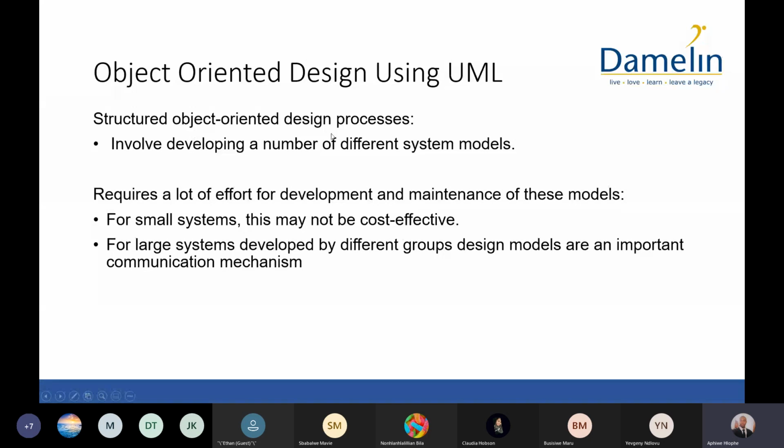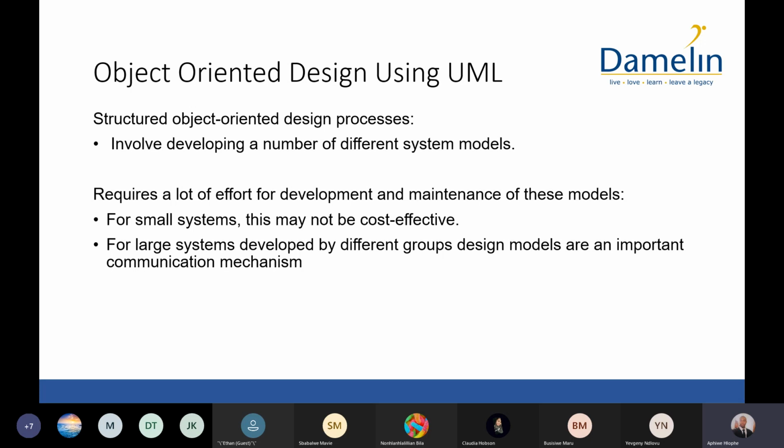So the structured object-oriented design process involves developing a number of different system models, and these models can be categorized further into structural, interactive, and system context, and so forth. It requires a lot of effort for development and maintenance of these models. For small systems, this may not be cost effective. For large systems developed by different groups, design models are an important communication mechanism. So for our very small projects, it may be too expensive, because we're working on a limited budget anyway, to do too many models.